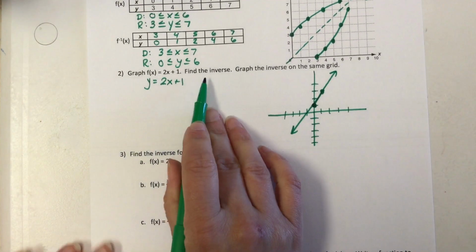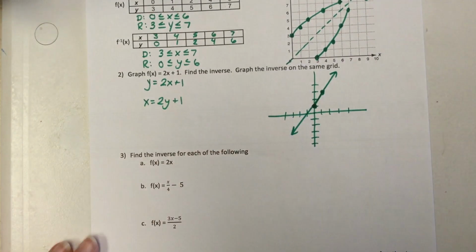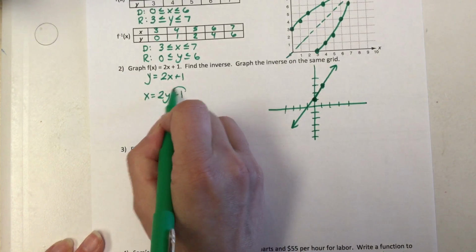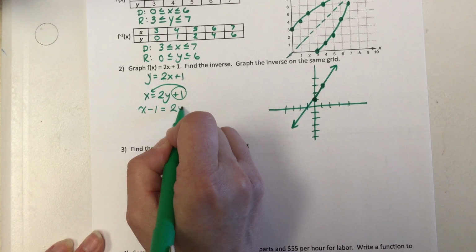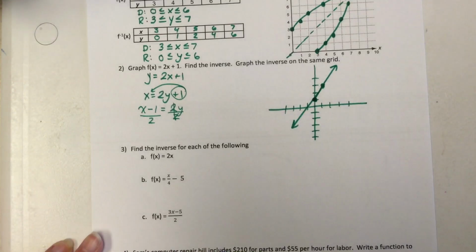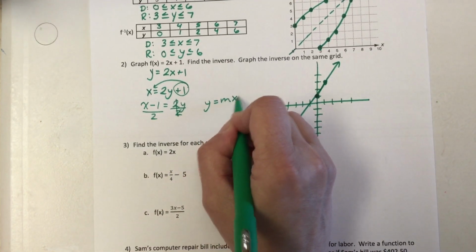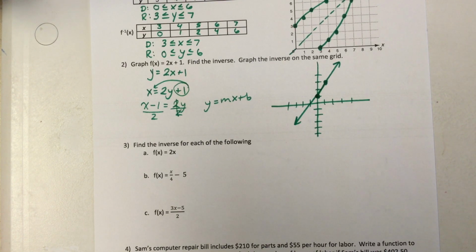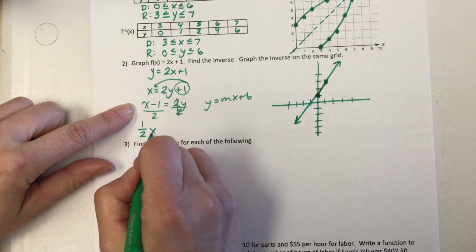Now they want us to find the inverse. Definition of inverse, you switch x and y. Now to find your inverse, you have to solve for y. So step 1, I'm going to take this plus 1 and move it over. So x minus 1 equals 2y. To get y by itself, I have to divide everything by a 2. Now because I'm turning this into y equals mx plus b form, I do want to simplify it a little bit more than this. If I have x over 2, that's the same thing as 1/2 x.